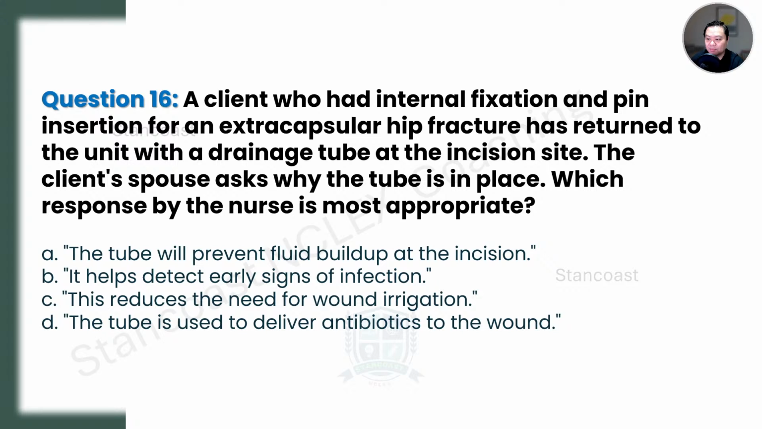A. The tube will prevent fluid buildup at the incision. Or B, it helps detect early signs of infection. Or C, this reduces the need for wound irrigation. And D, the tube is used to deliver antibiotics to the wound. So there is that drainage tube at the incision site. Why is there such a drainage tube in place?